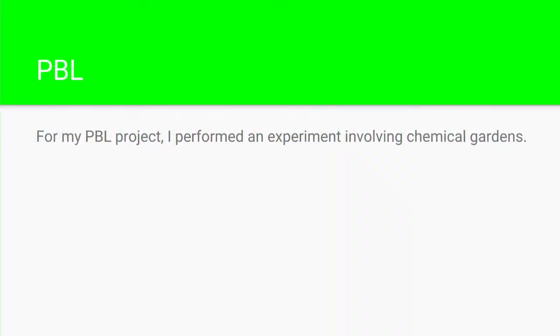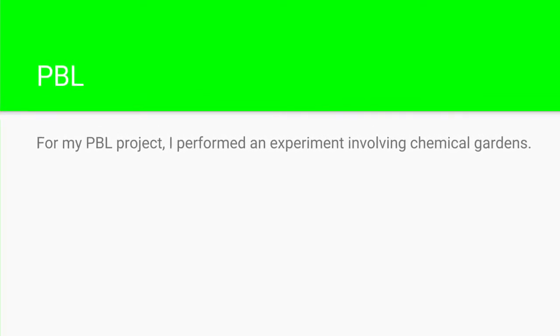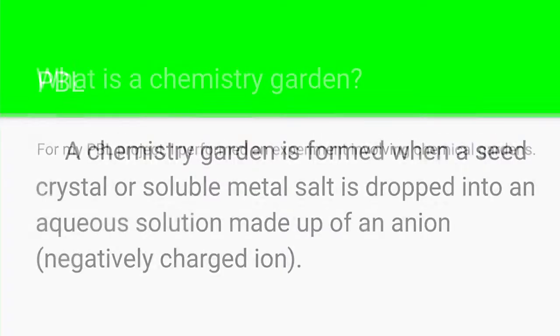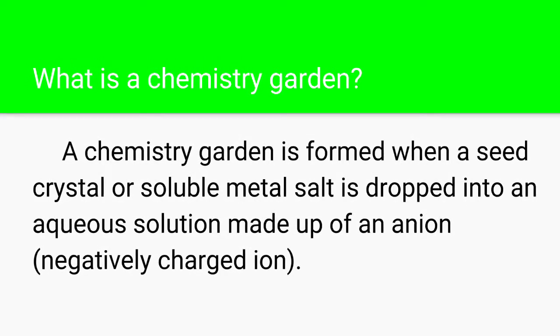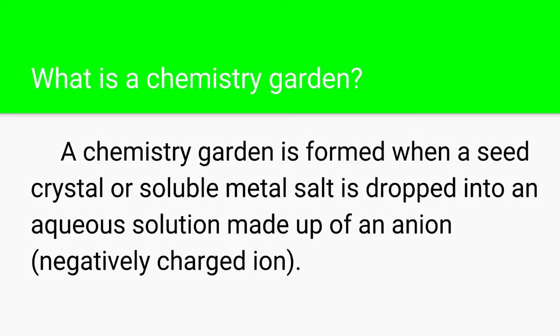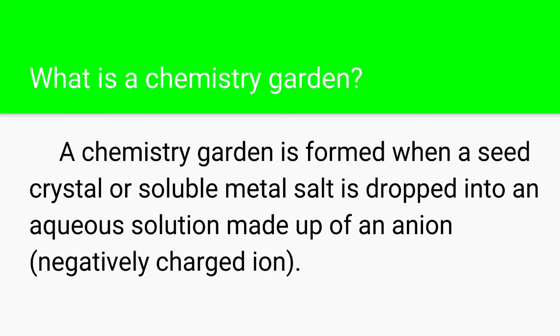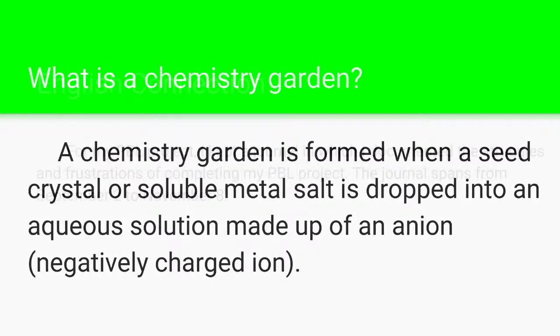For my PBL project, I performed an experiment involving chemical gardens. A chemistry garden is formed when a seed crystal or soluble metal salt is dropped into an aqueous solution made up of an anion, which is a negatively charged ion.